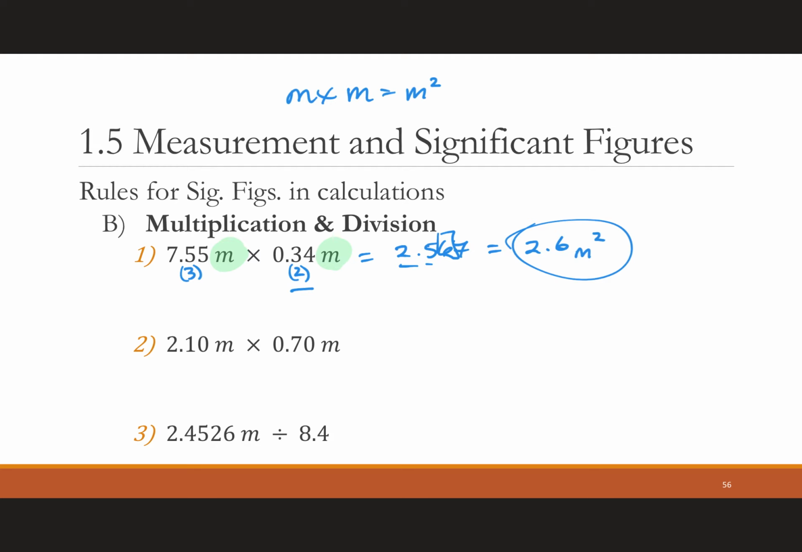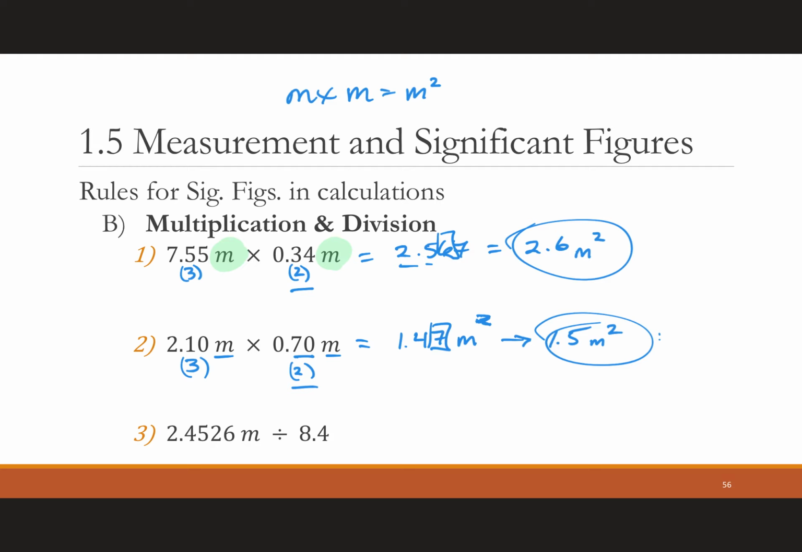In the next one, you have 2.10 with 3 sig figs, 0.70 with 2 sig figs. So the answer will be to 2 significant figures. And you do that calculation, and you get 1.47. Again, you have meters times meters, so square meters. But we have 2 significant figures that we're supposed to round to, not 3. And so this becomes 1.5 square meters, because the 7 rounds the 4 up to a 5.